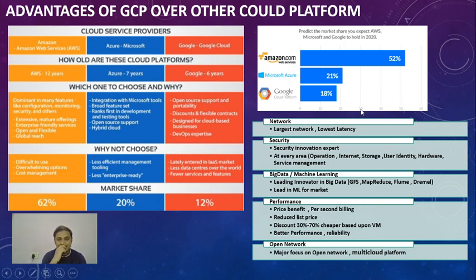What are the key advantages of the Google platform? Network: the highest or largest network and lowest latency across AWS, Azure, and GCP. Even if you look at the downtime for Amazon, Azure, and GCP, considering the tenure here, Google has the lowest downtime among these three cloud service providers. Security: they put major focus on the security side. Post COVID, that makes Google one of the very prominent and trusted cloud service providers as well.